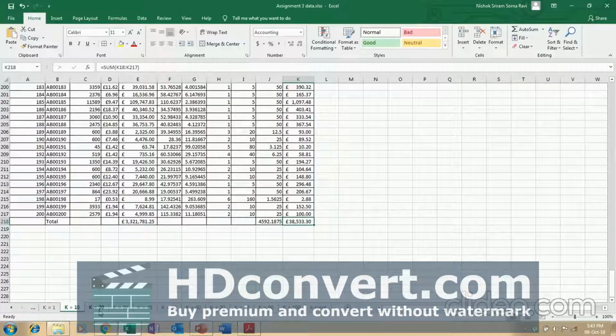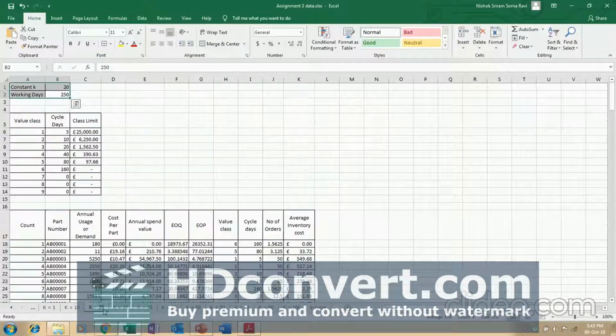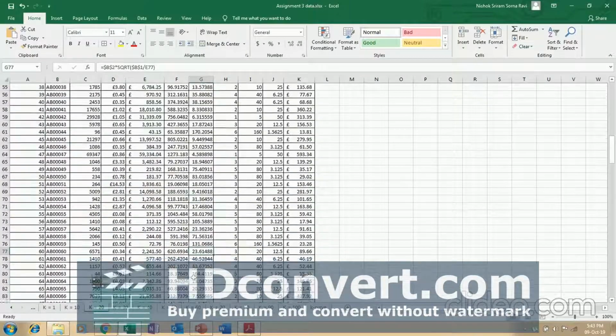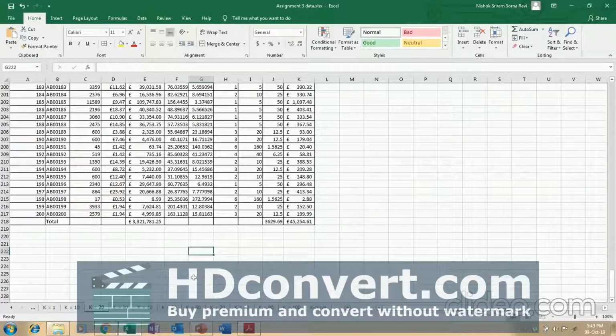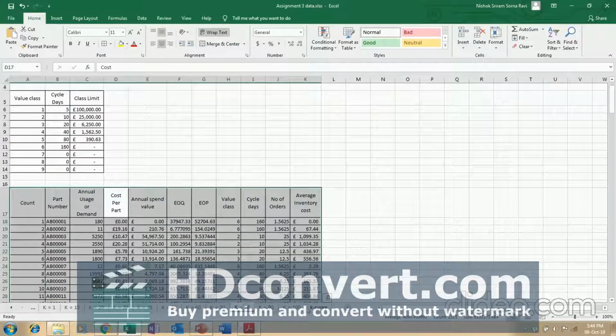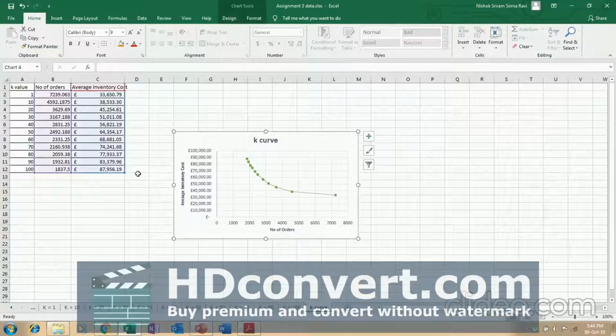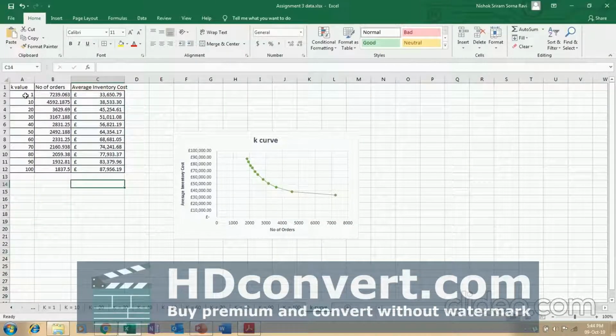Let's see that for K 10 it is 4,592, but the average inventory is 38,533. Likewise for K being 20, the constant being 20, it is 37, which is all tabulated over in this curve. So for K value being 1 to 100, these are the number of orders and this is the average inventory cost.